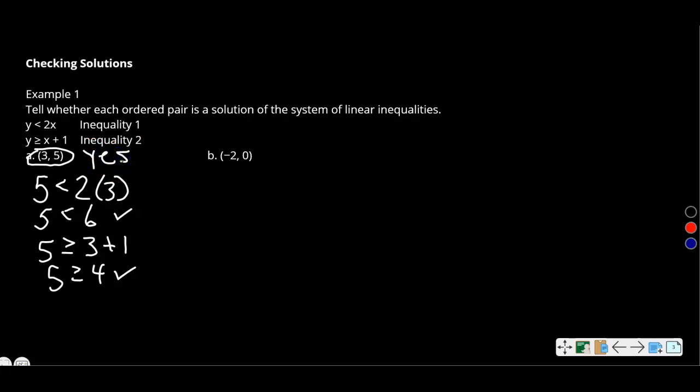All right, let's check part B. (-2, 0). Again, -2 is our x, 0 is our y. So we're going to start out with, is 0 less than 2 times x? X is -2. So is 0 less than -4? The answer to that is no. 0 is actually greater than -4. 0 is greater than all the negative numbers. So this one is not true. So this one is no. So this one is not a solution.